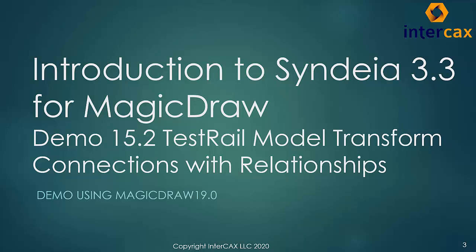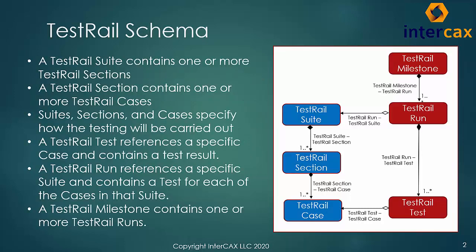In video 15.1, we demonstrated how to create and use a custom mapping to transform a single element from TestRail to MagicDraw. In this video, we will extend that to a set of TestRail elements with the relationships between them. This simplified schema shows the TestRail artifacts and relationships that Syndeia supports.